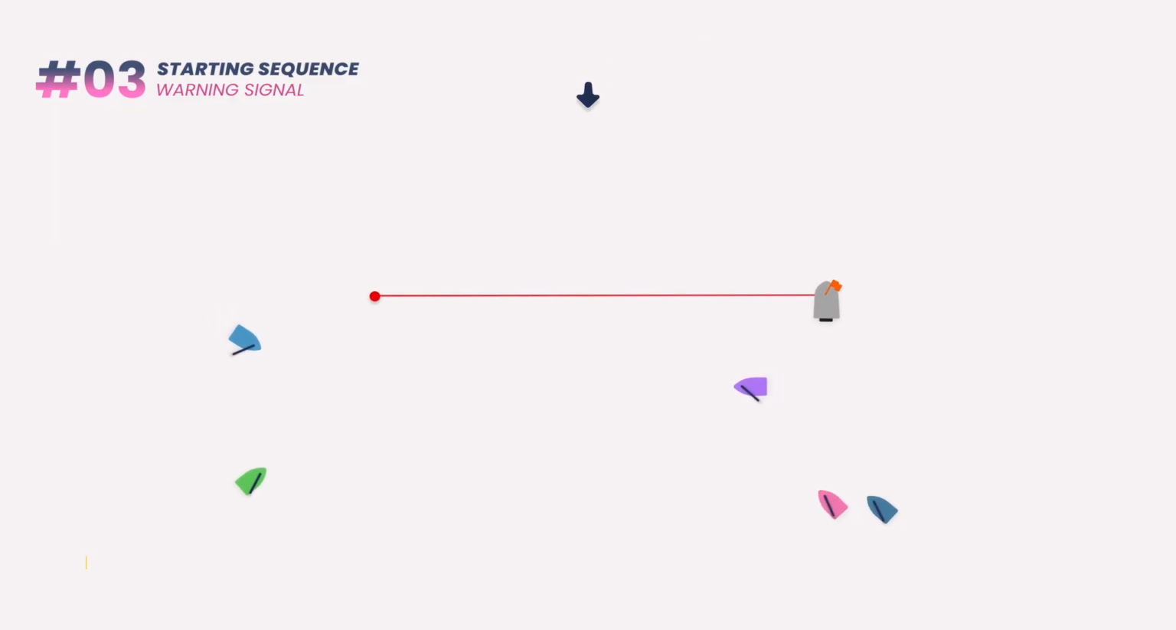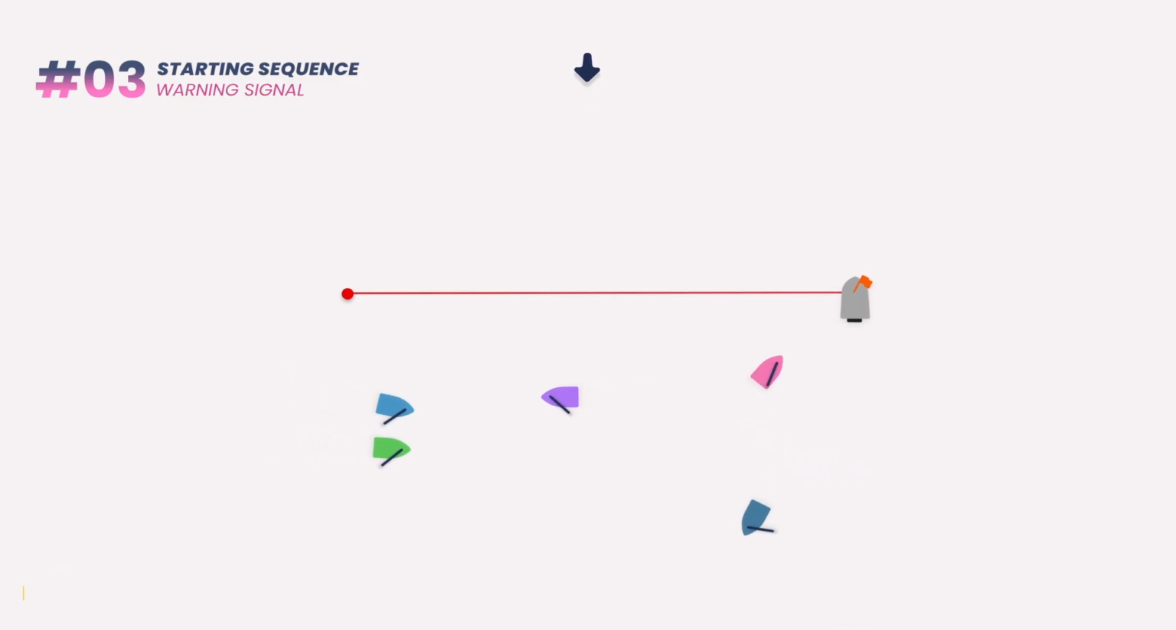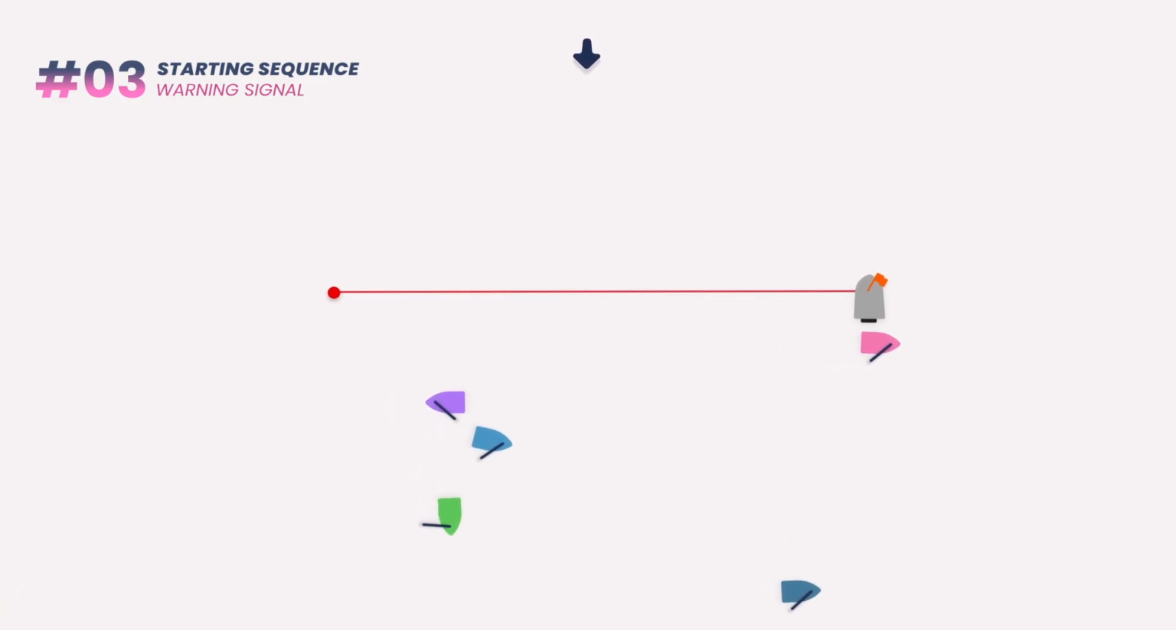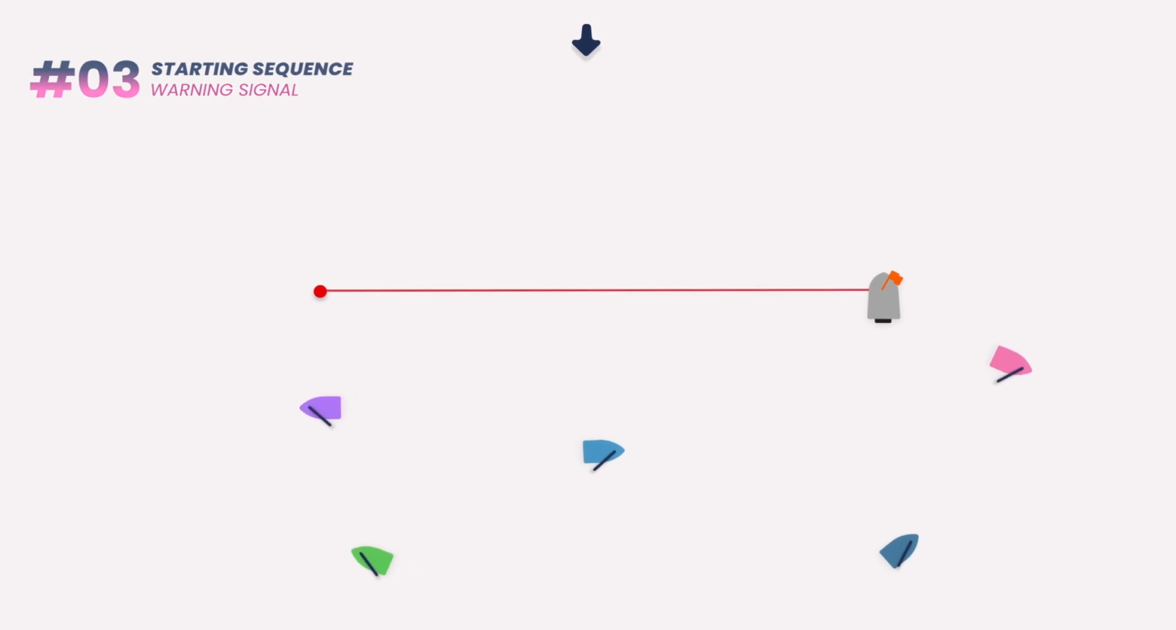If your class flag has just been hoisted, that is the sign that the starting procedure has begun, meaning you have 5 minutes to the start. If it is not your class flag, it is important to keep clear of the starting area so you do not interfere with the competitors for whom the start has been given.